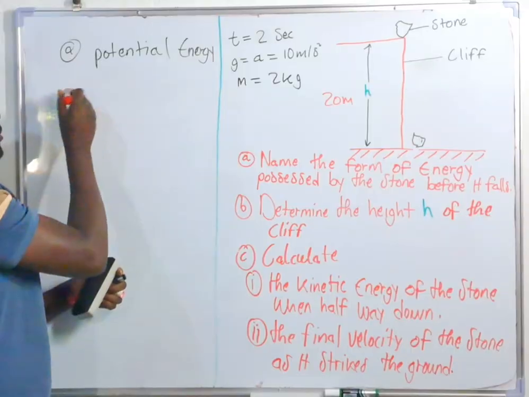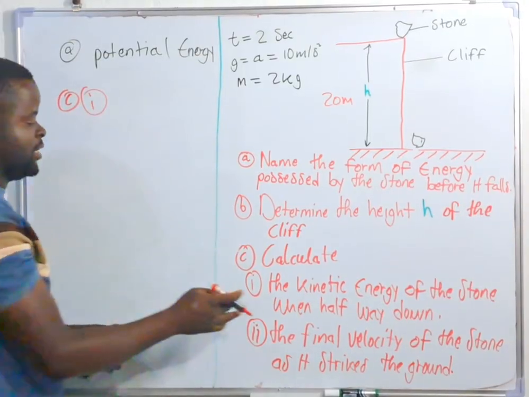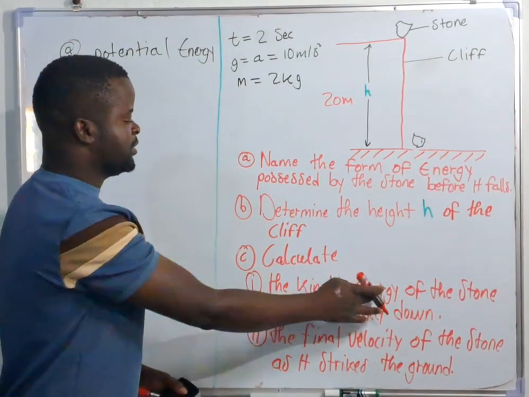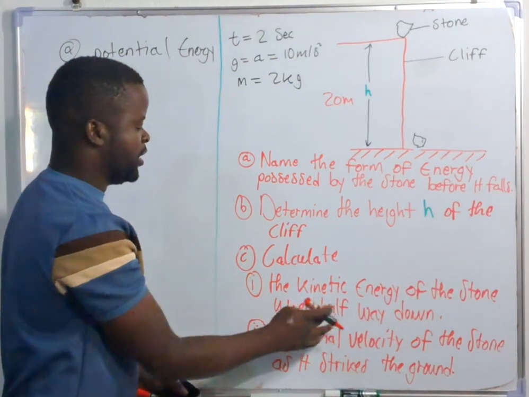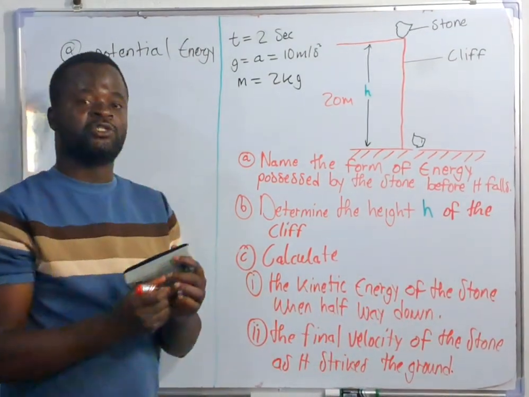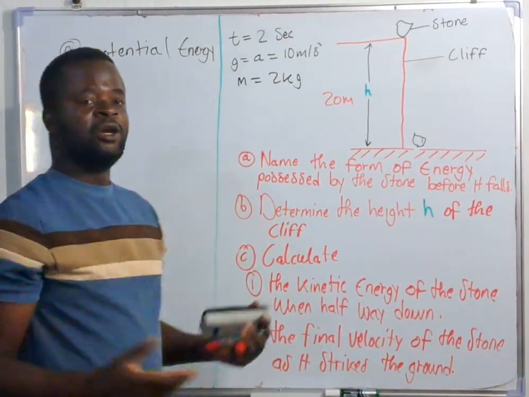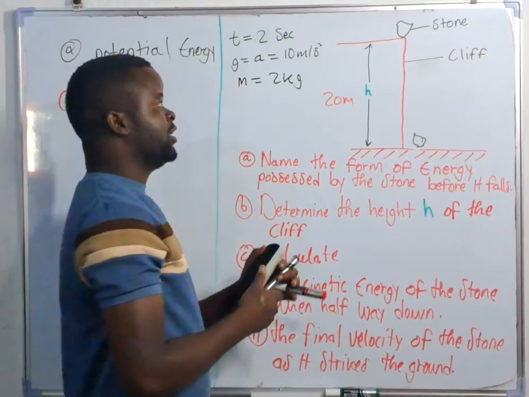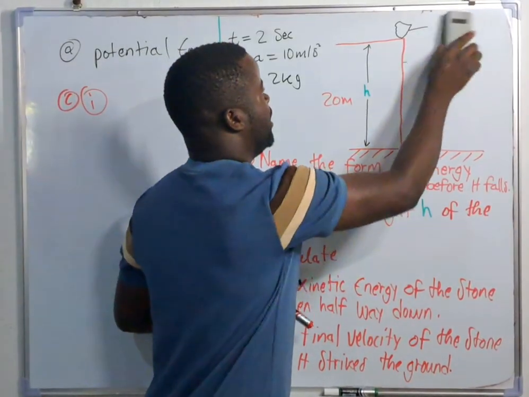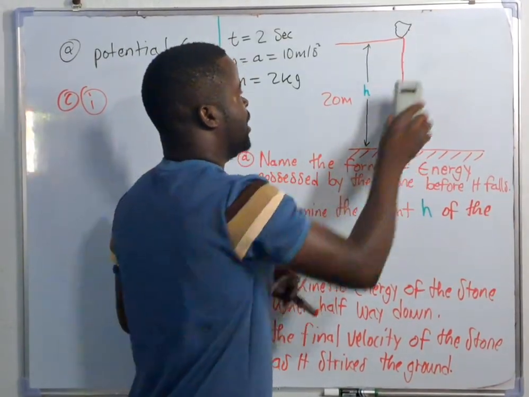Question C, Roman numeral 1. We are asked to calculate the kinetic energy of the stone when halfway down. This is interesting. Remember, we are talking about the law of conservation of energy. So now let's get back to our diagram and try to explain what is happening.